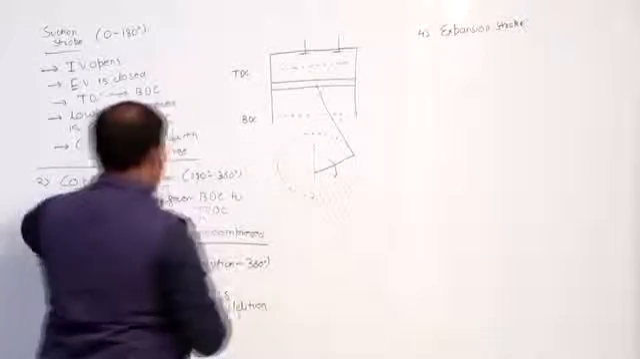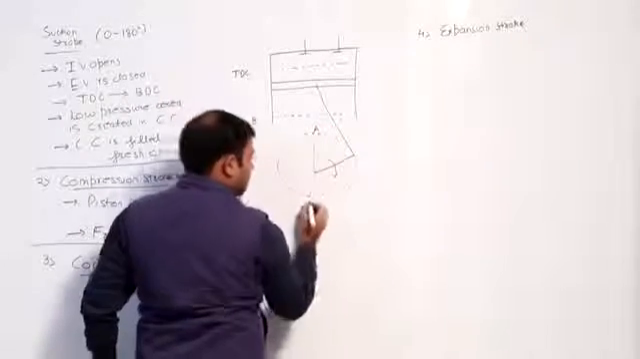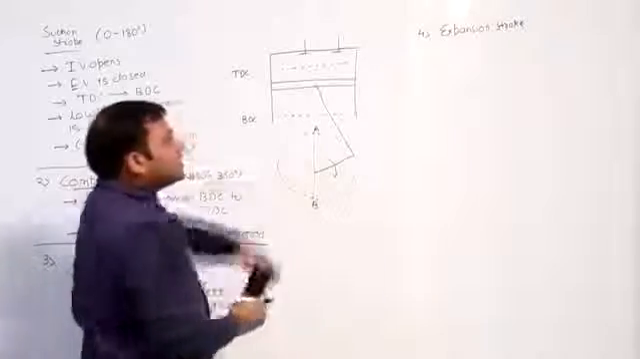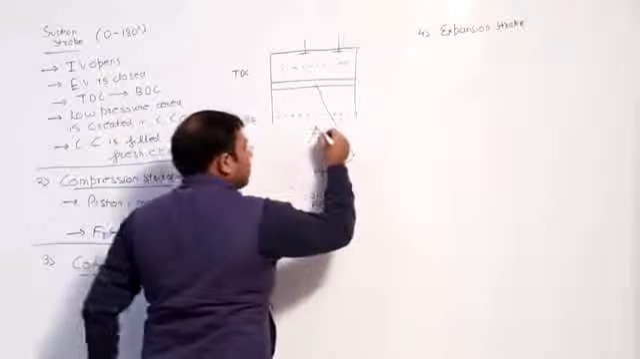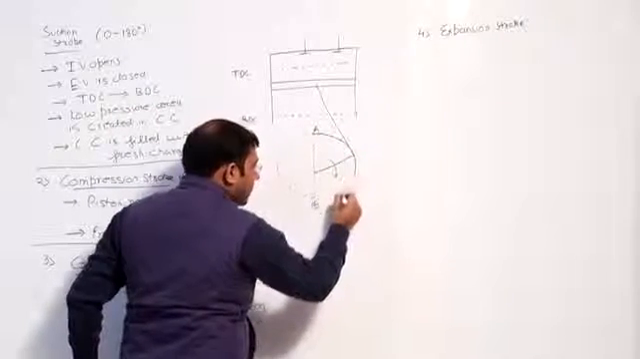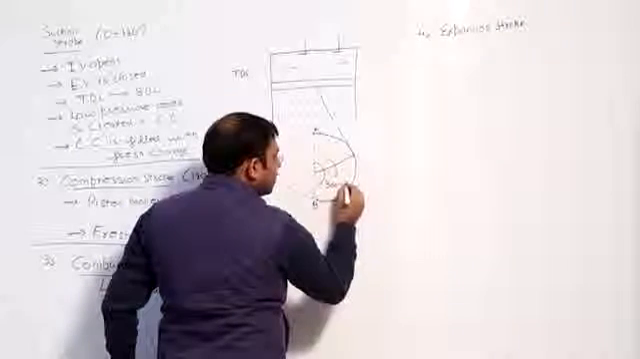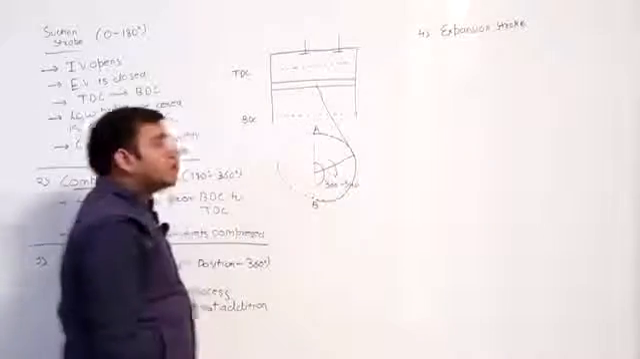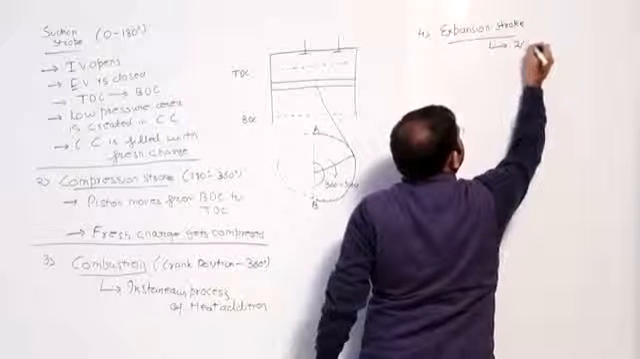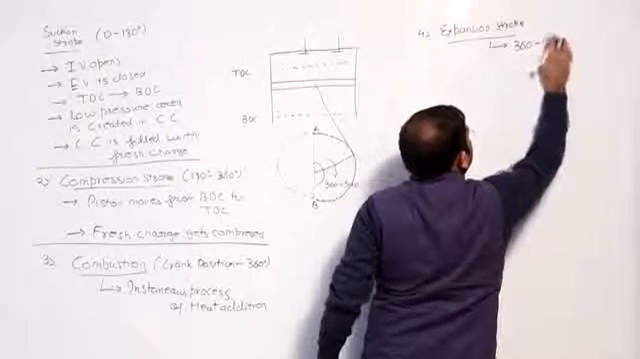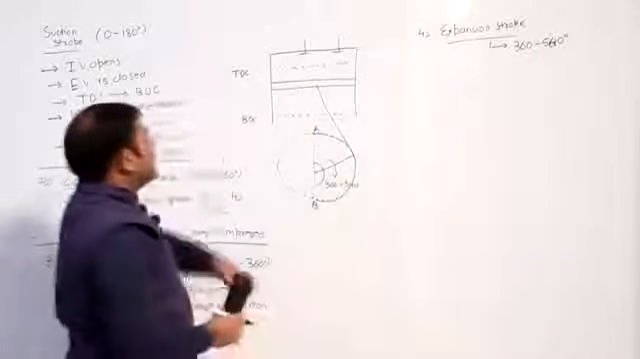Now see, after the compression stroke, the position of the crank is at point A, and this is point B. And in the next stroke, the expansion stroke, the crank moves from position A to position B, and this corresponds to 360 to 540 degrees of crank rotation. So the expansion stroke corresponds to 360 to 540 degrees of crank rotation. Fine. Now see what is happening.